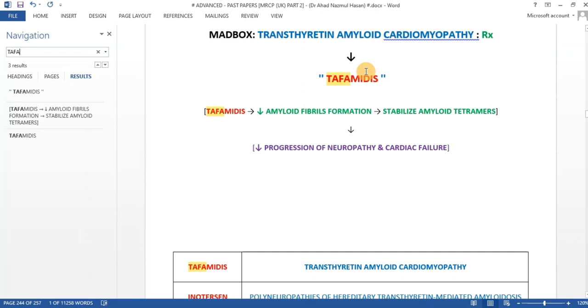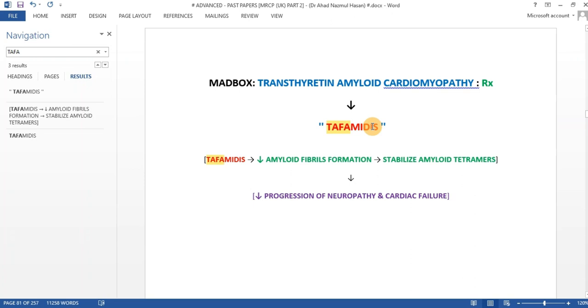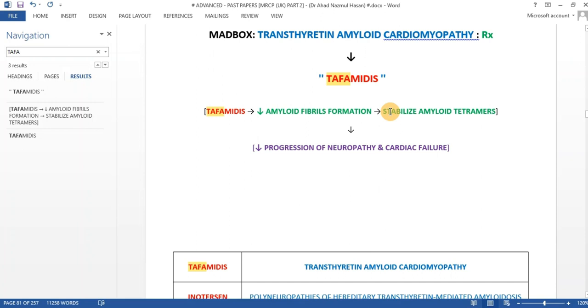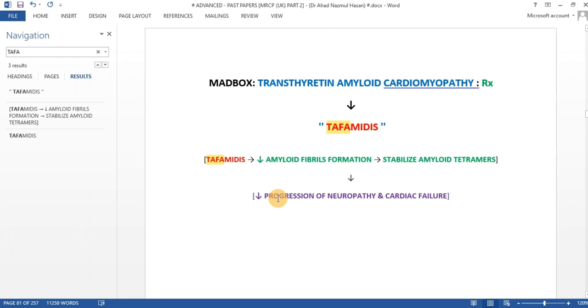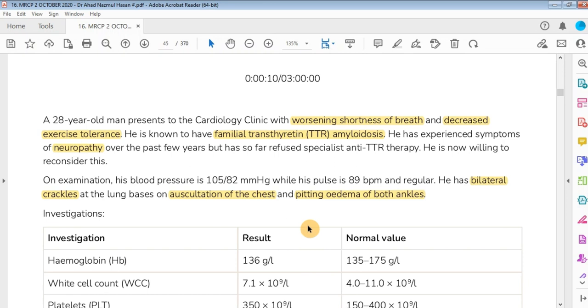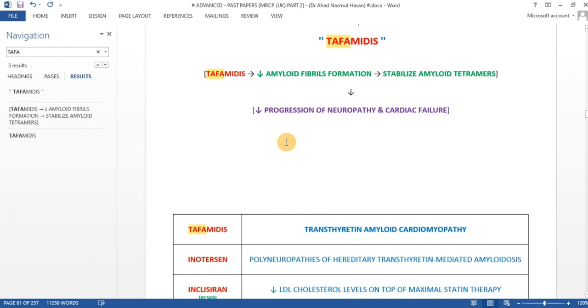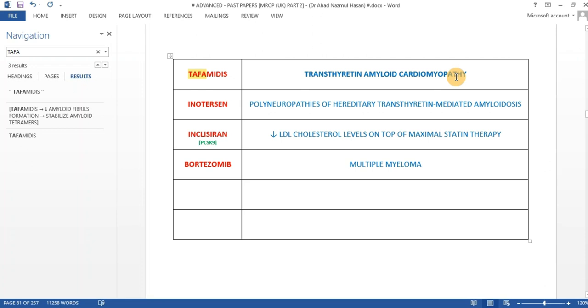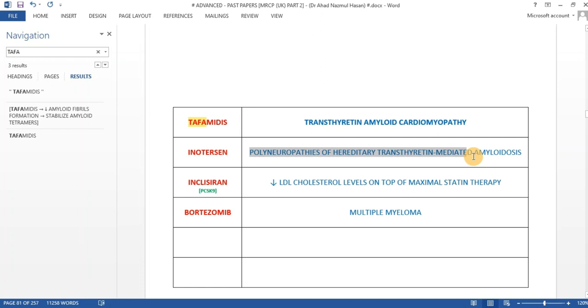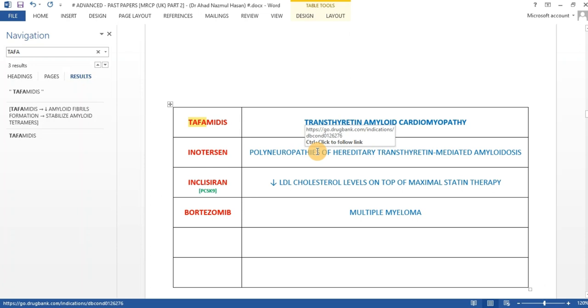Transthyretin amyloid cardiomyopathy should be treated with tafamidis, and tafamidis causes reduction in the amyloid fibrils formation, leading to stabilization of the amyloid tetramers, and this reduces the progression of neuropathy as well as the cardiac failure. Look here: tafamidis for transthyretin amyloid cardiomyopathy, and inotersen for polyneuropathies of hereditary transthyretin mediated amyloidosis. Inotersen can only treat the polyneuropathy, while tafamidis can treat the cardiac failure. So for treating the cardiac failure as well as the neuropathy, we should go with the tafamidis.